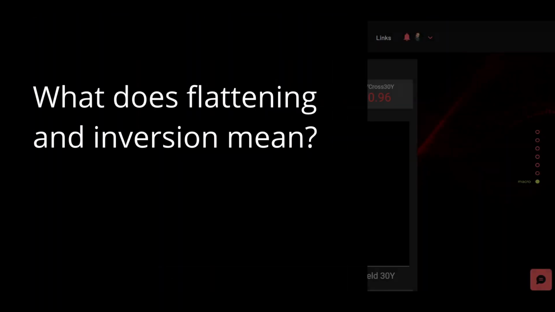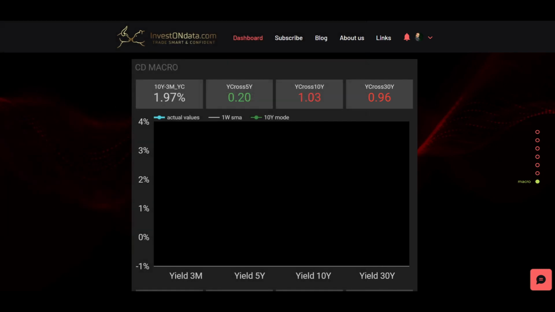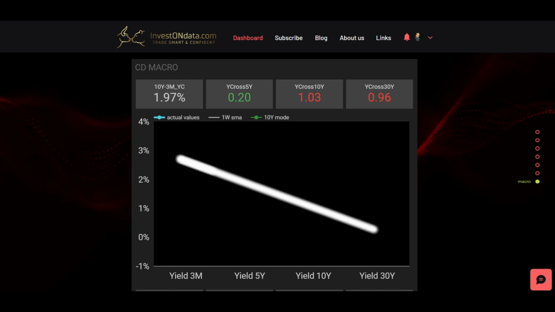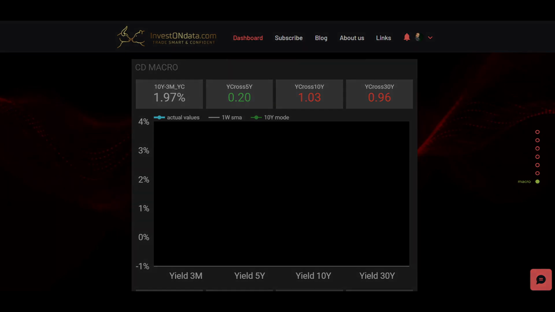What is flattening or inversion? The yield curve is considered as healthy when the short-term yield rates are lower than the long-term rates, showing a steep incline. A flat yield curve shows little or no difference in yields from the shortest-term bonds to the longest term. This indicates uncertainty and could result in any direction. An inversion of the yield curve happens when rates on longer bonds fall below those of shorter term, indicating that investors think massive economic challenges could lie ahead and shift their investments.